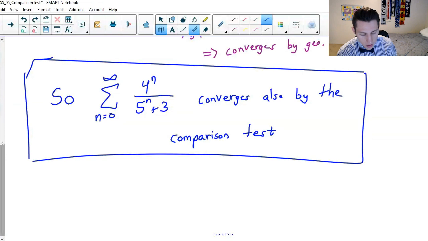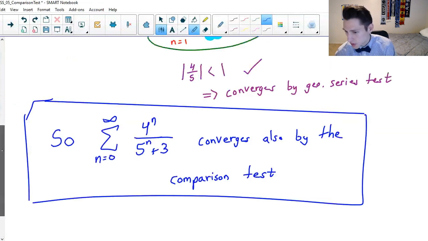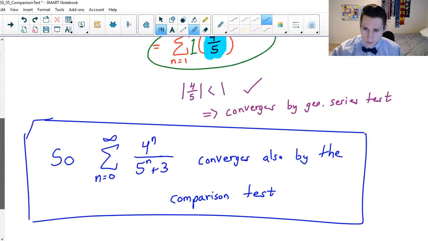Okay, questions about the comparison test, about this specific example or previous example or the test in general?